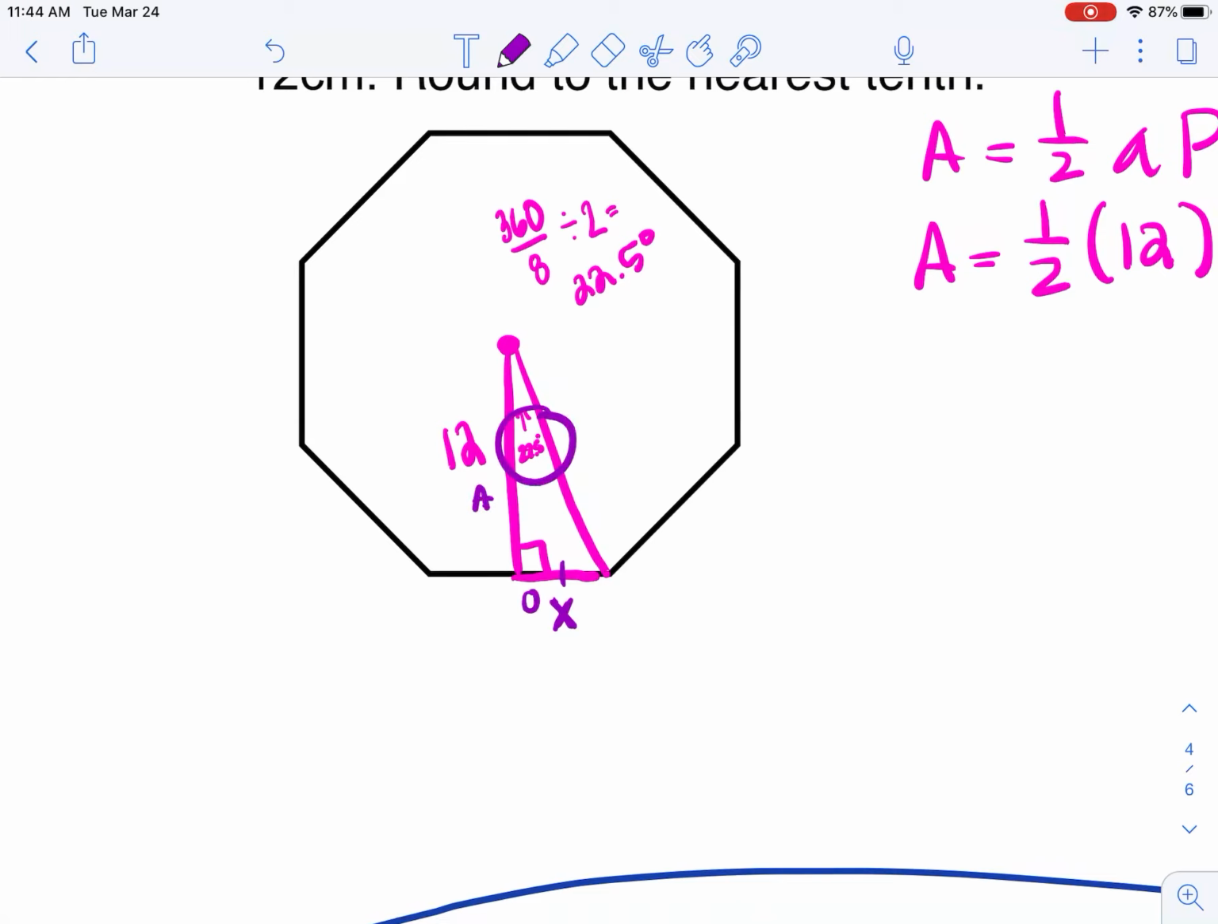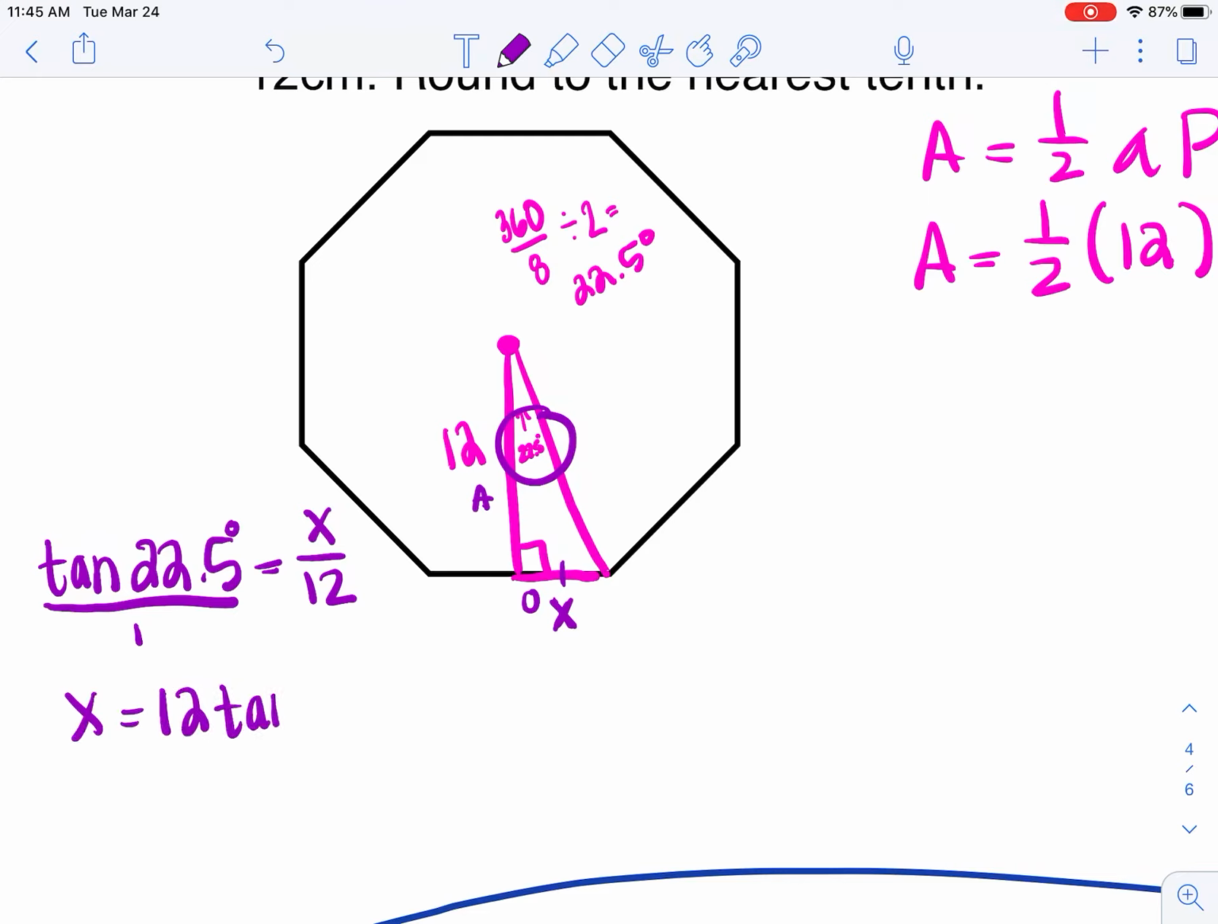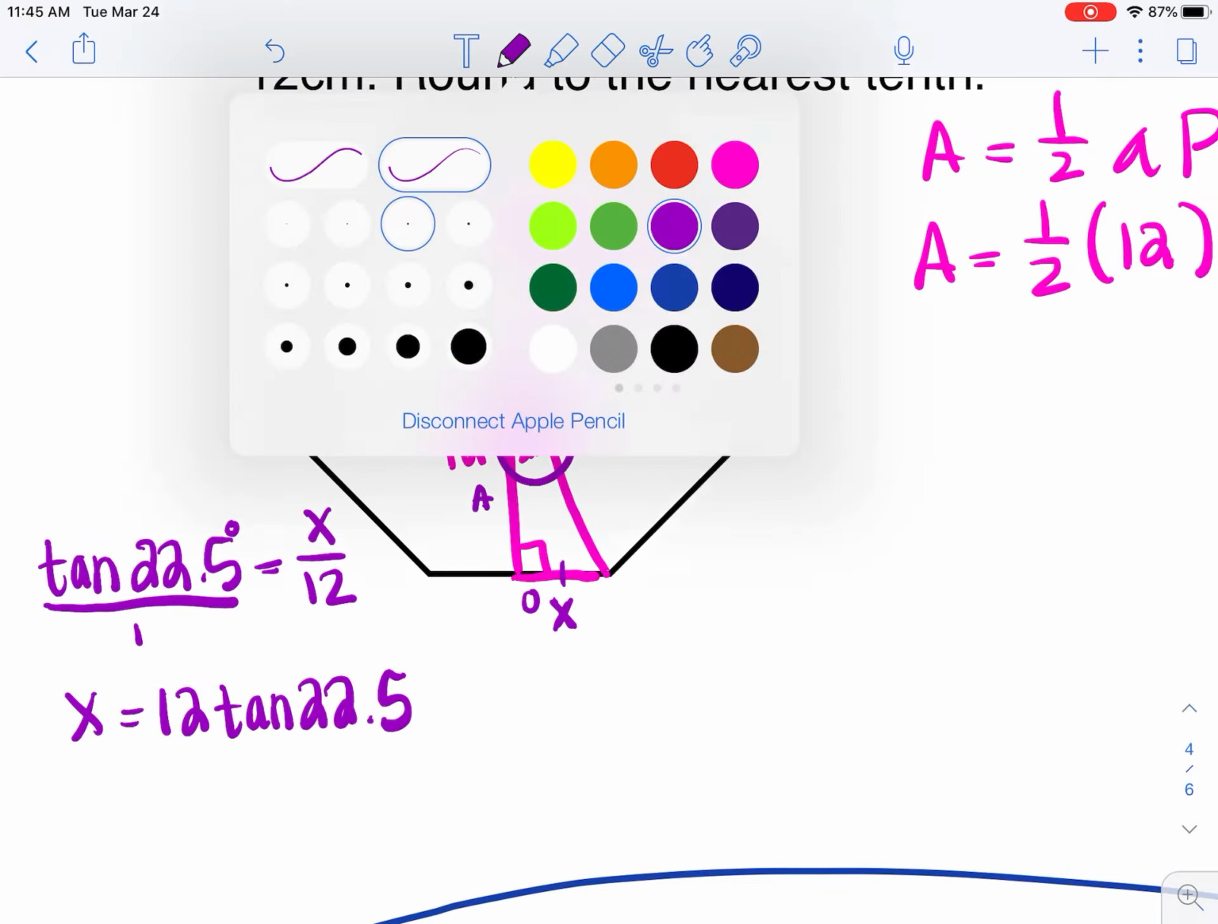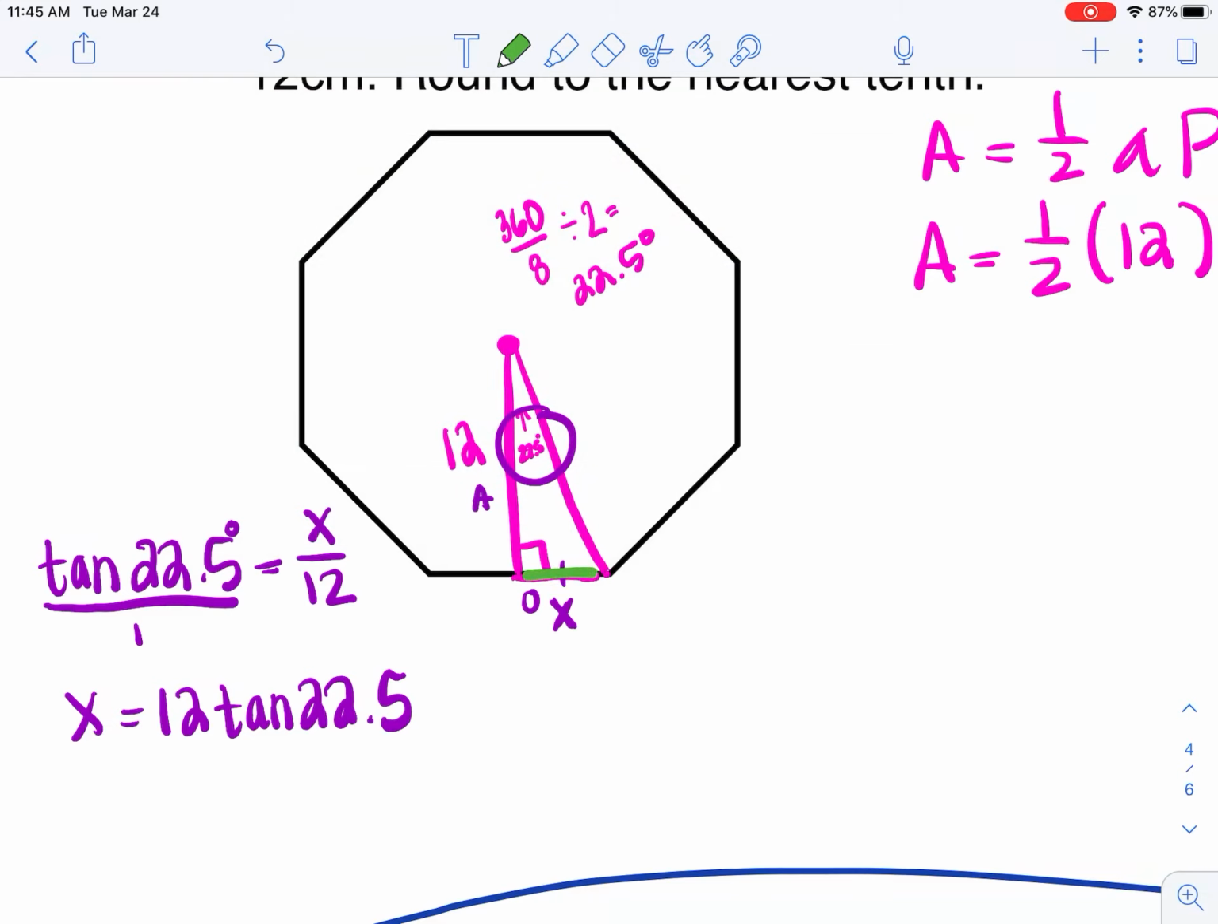Okay, let's go ahead and solve for X. Here's my angle. This is opposite. This is adjacent. So we have tangent, once again, of 22.5 is equal to opposite, which is X, over adjacent, which is 12. Put tangent over 1 and cross multiply. You get X equals 12 times the tangent of 22.5. So that is, once again as a reminder, this piece right here.